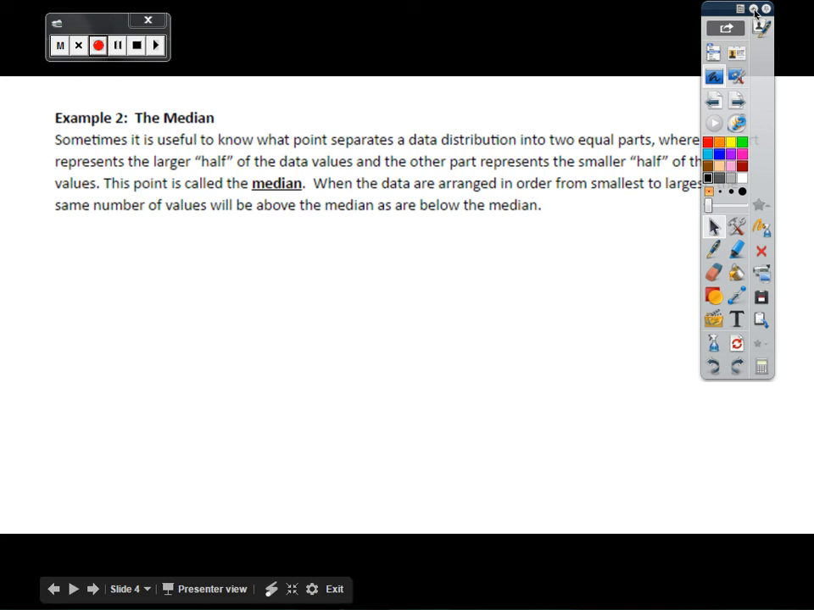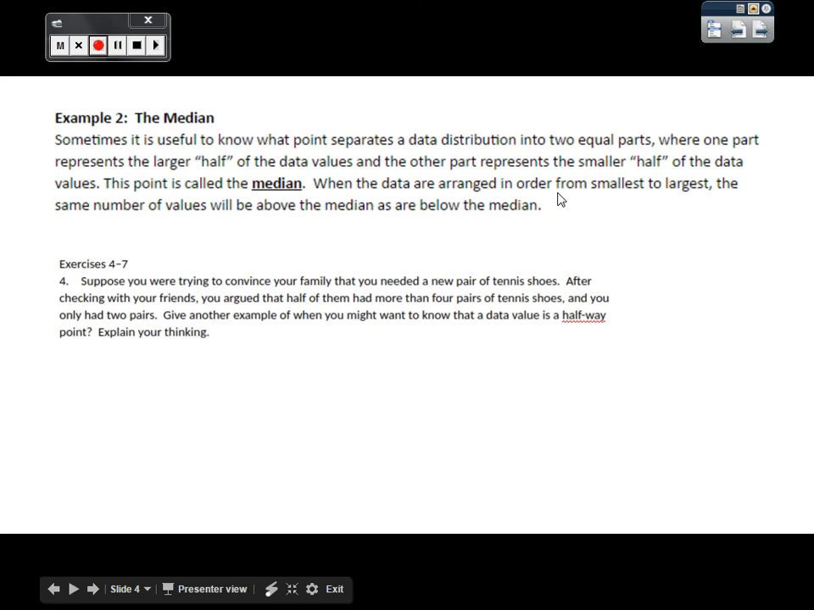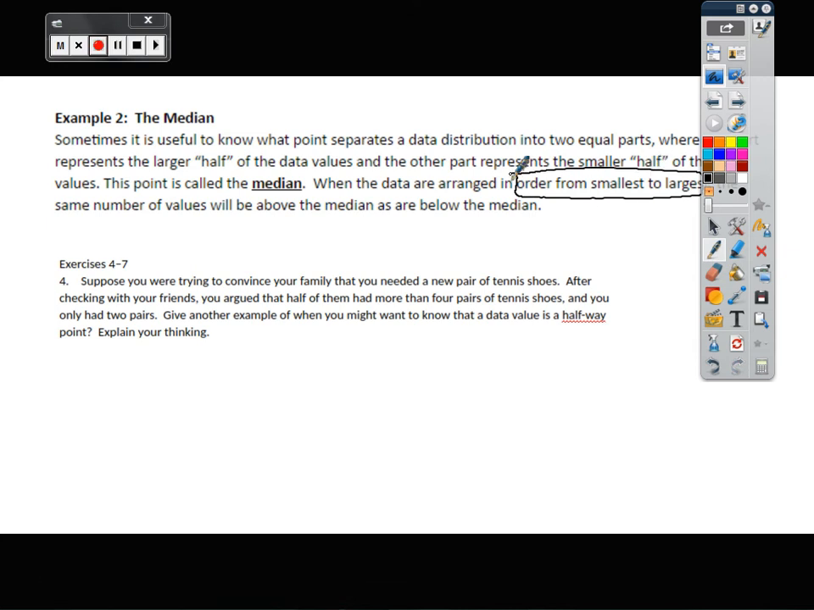Example 2. The median. Sometimes it's useful to know what point separates a data distribution into two equal parts, where one part represents the larger half of the data values and the other part represents the smaller half of the data values. This point is called the median. When the data are arranged in order from smallest to largest, the same number of values will be above the median as are below the median. I pointed that out, but I really wanted to underline that. They have to be ordered from smallest to largest. That is the most important part.